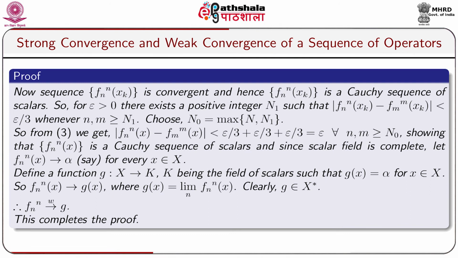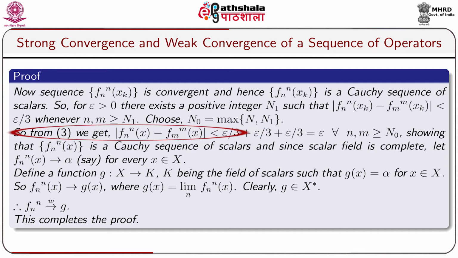Now, the sequence of functionals Fn(xk) is convergent and hence Fn(xk) is a Cauchy sequence of scalars. So, for epsilon greater than 0, there exists a positive integer n1 such that modulus of Fn(xk) minus Fm(xk) is strictly less than epsilon by 3 whenever n, m are greater than or equal to capital N1. Choose n naught equal to max of capital N, n1.